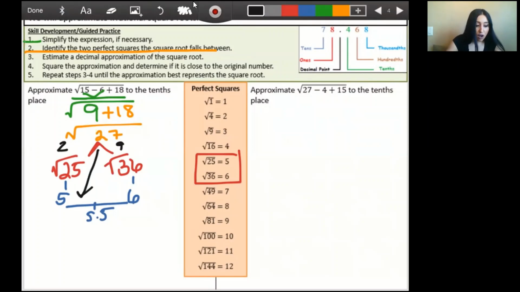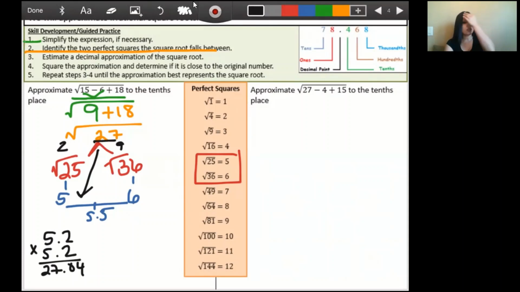So I'm going to start off and say 5.2. 5.2 times 5.2 leaves me with 27.04, which is really close to the whole number inside the square root, which is 27. So for this one, it happened to work out. So I'm going to say that the approximation of the square root of 27 is about 5.2. Now I want you to pause the video, try the next one.